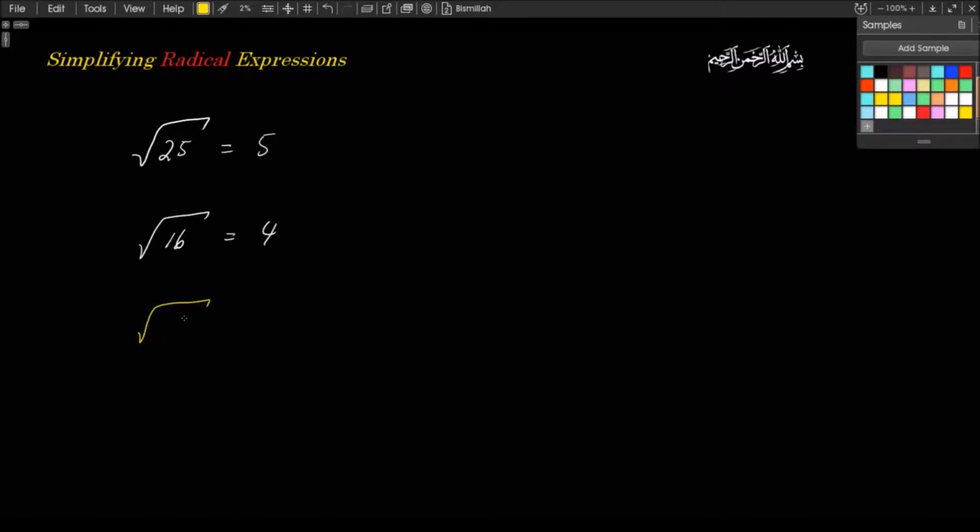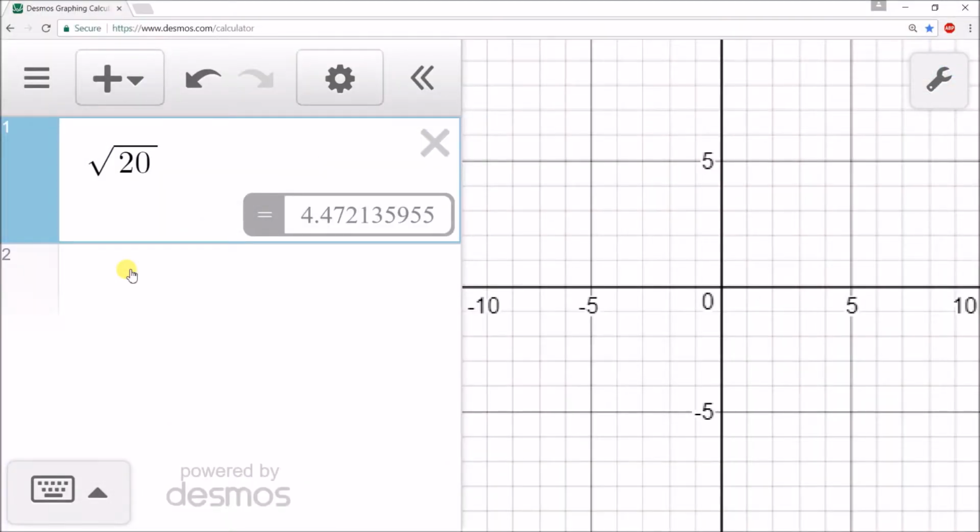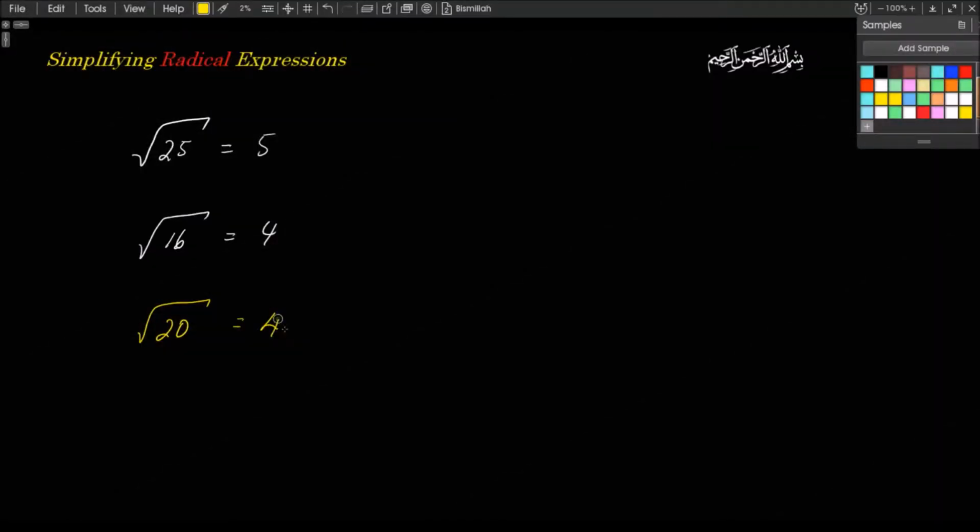But what about the square root of 20? Now, 20 is not a perfect square, and if you take the square root of 20, you get an irrational number. See, here it is. You get something like 4.472135955, and it goes on forever. But you know approximately what this means. That is, if you take 4.4721 and multiply by itself, you would get 20. So you understand that the square root of 20 is approximately 4.47.